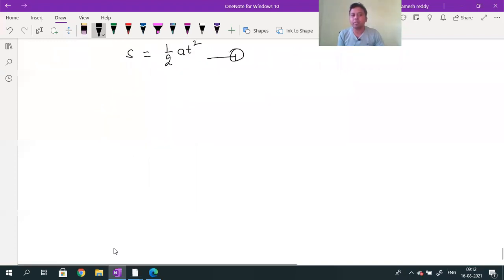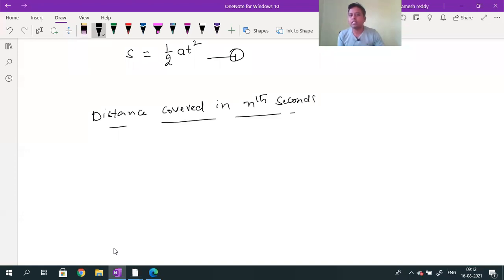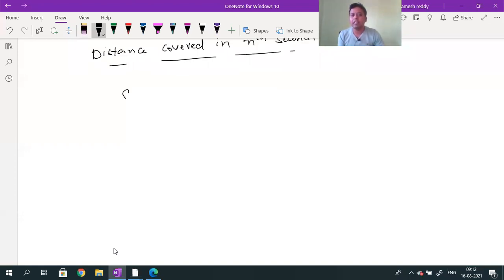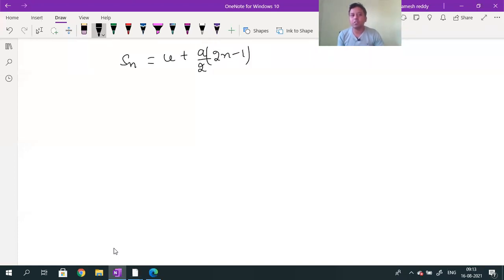What is the distance traveled by your body in the nth second of the journey? Distance covered in nth second of its journey. That is given by the formula Sn. Sn value will be equal to u plus a by 2, fourth equation, into 2n minus 1. Here u value is 0, then Sn value will become a by 2 into 2n minus 1.